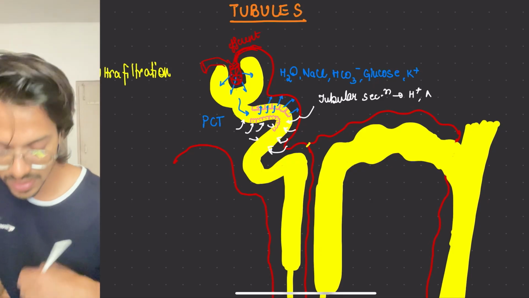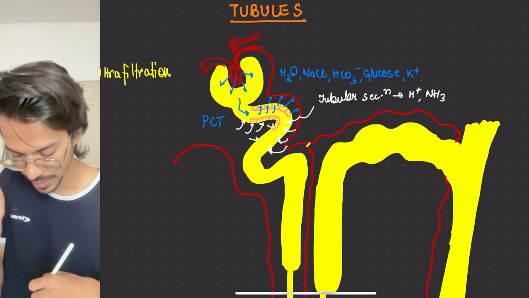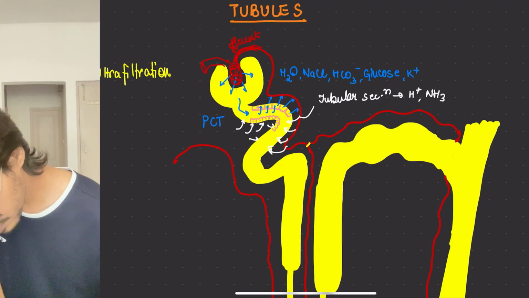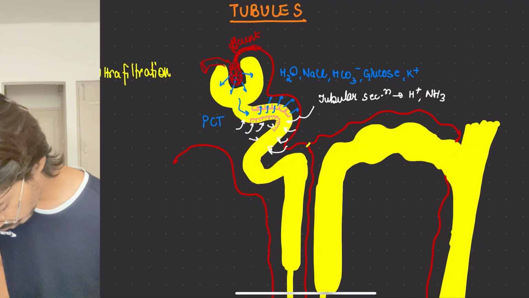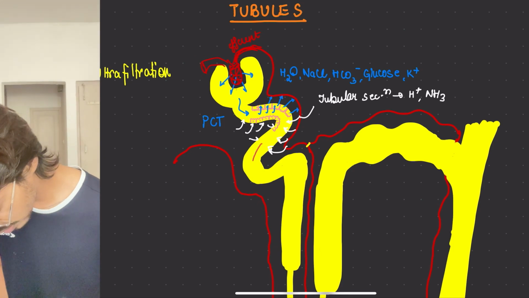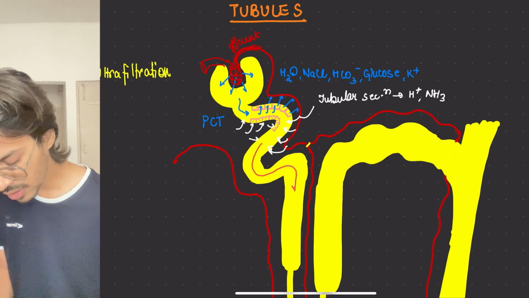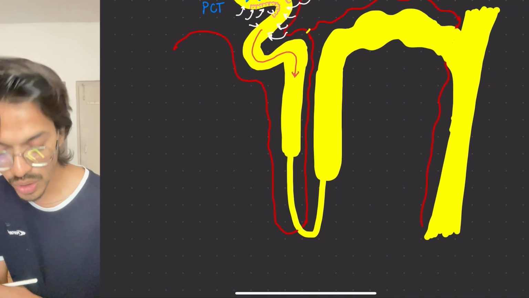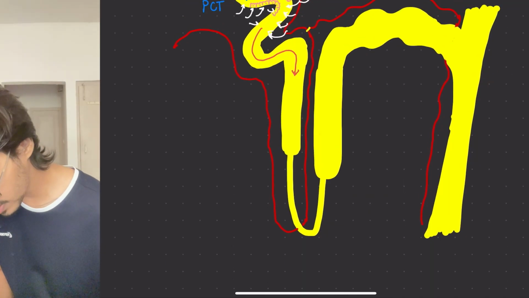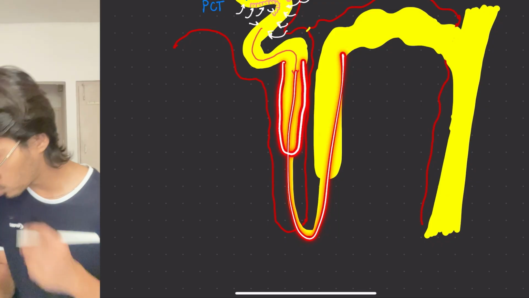So ammonia, if it is left out, it will be thrown into it. Now what will happen? This whole thing will go towards the next destination, that is your thick segment of the loop of Henle. So this whole thing is your loop of Henle: the thick segment of the loop of Henle and the thin segment of the loop of Henle.